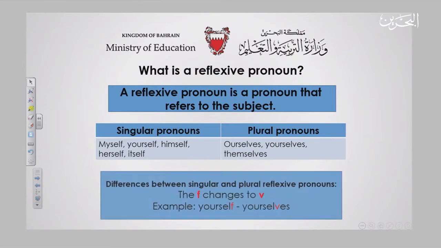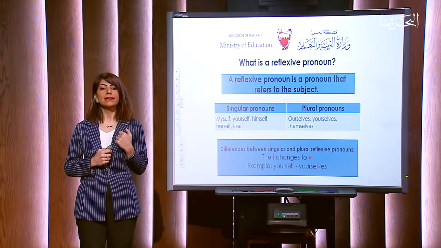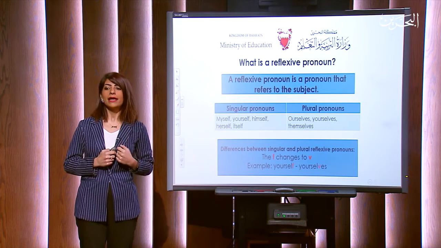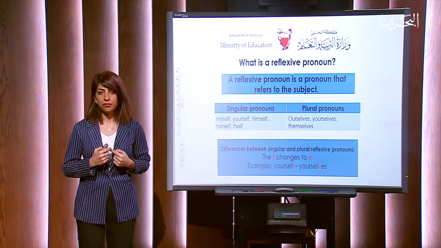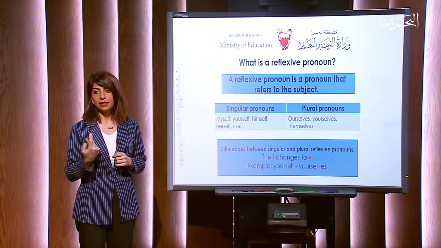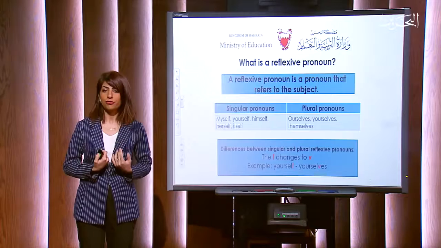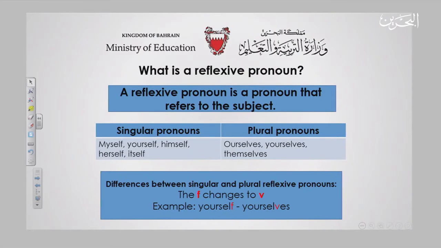Let's see. The difference between singular and plural reflexive pronouns is only one simple thing, which is the F letter. When it's the singular type, it is pronounced with F, but when it's plural, it's pronounced with V. Let me show you this example. Instead of saying yourself in singular, it is yourselves in plural form.